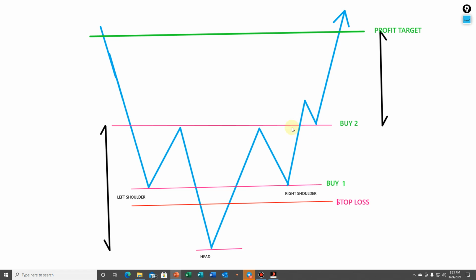And how do you put your TP? You measure from the neckline to the head. That distance, that is the one you take from here until wherever it's going to reach. That is where your profit target is going to be.